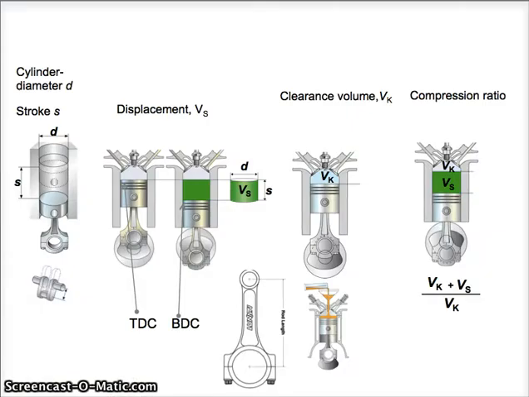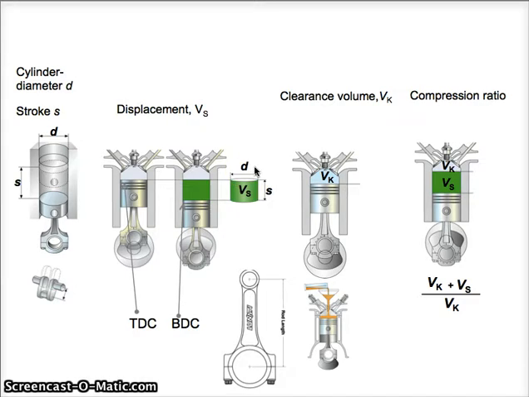Let's talk about some definitions. Here we have a piston and a cylinder, and both of them have the diameter d. The distance that the piston travels from bottom to the top is the stroke. And here you could see the top dead center, where the piston is in the uppermost position. And here the piston is in the bottom dead center, where the piston is in the lowest position. This green area is the displacement, the volume of the cylinder.